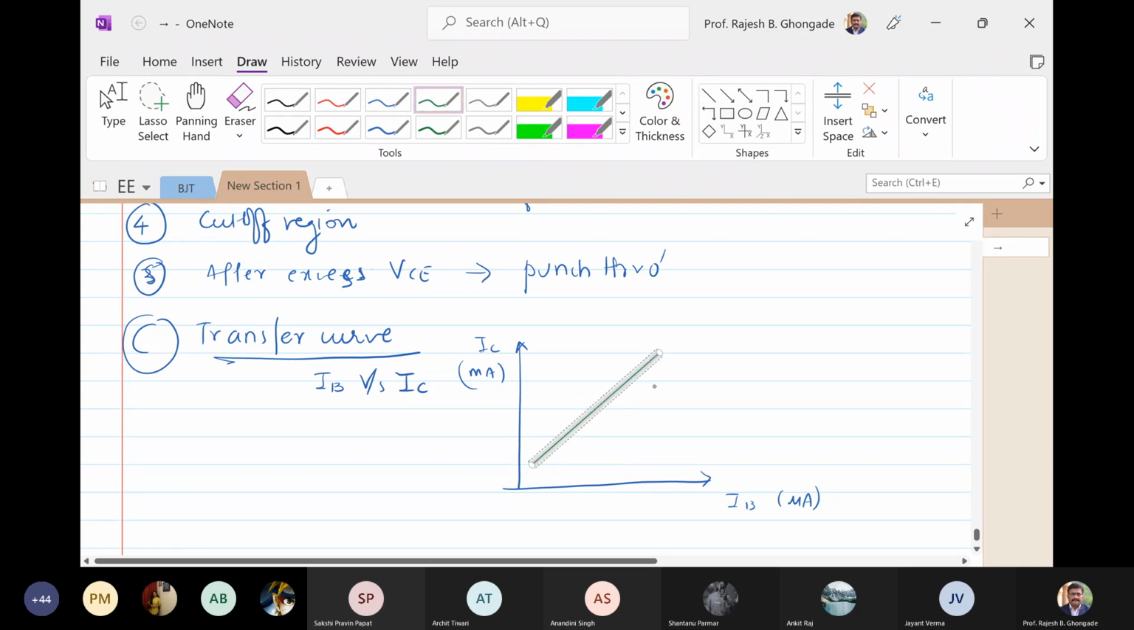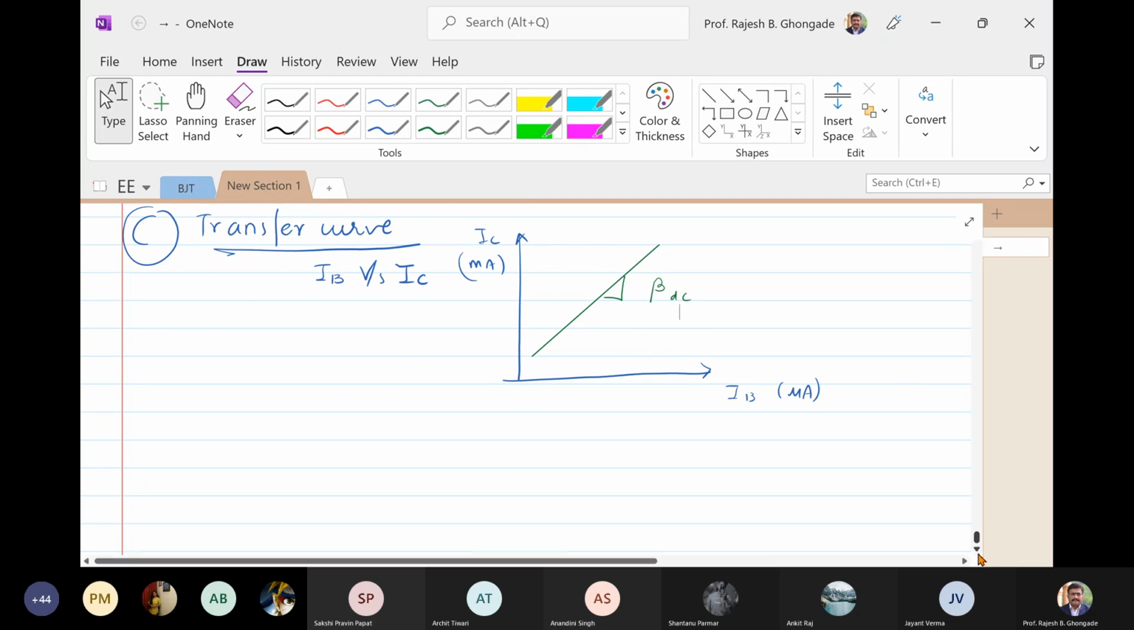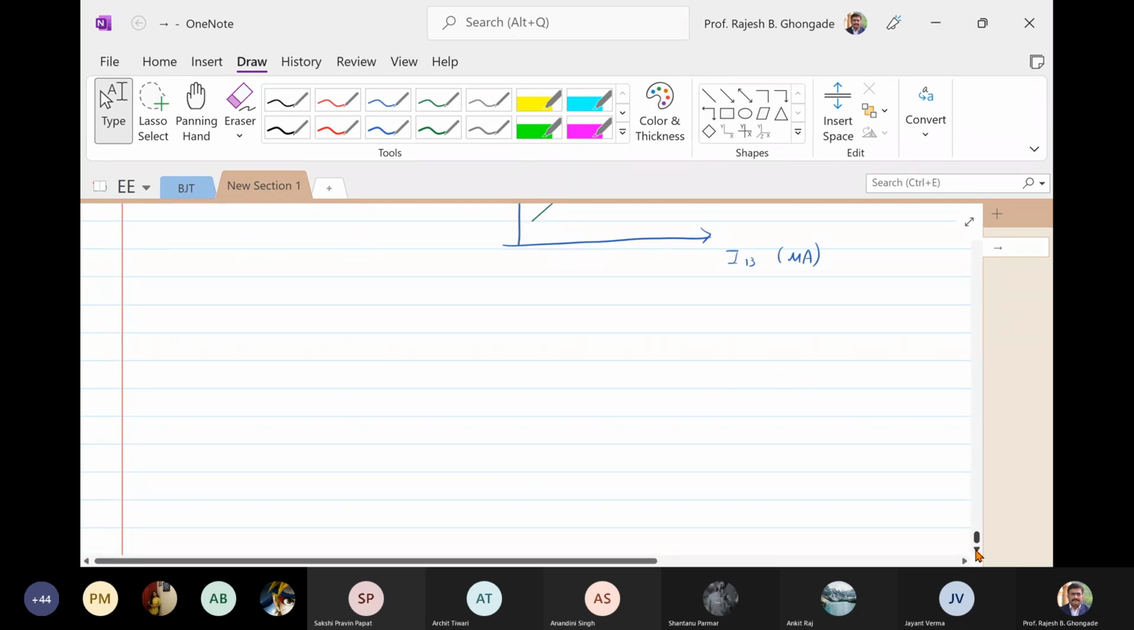Linear one at that. Okay. So this is how you define, this is how you get the transfer curve. And obviously the slope, what will it be? So beta. Yes, very good. So slope will be beta DC. Okay? So we have now completed the common emitter configuration.